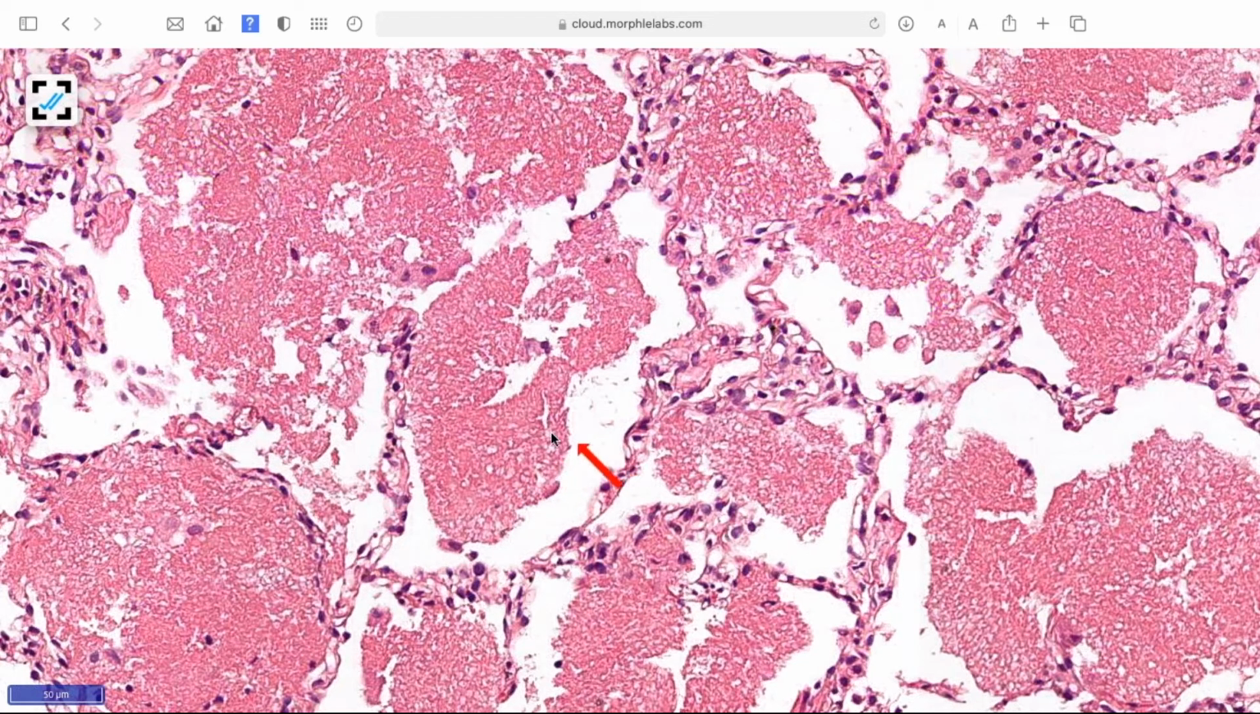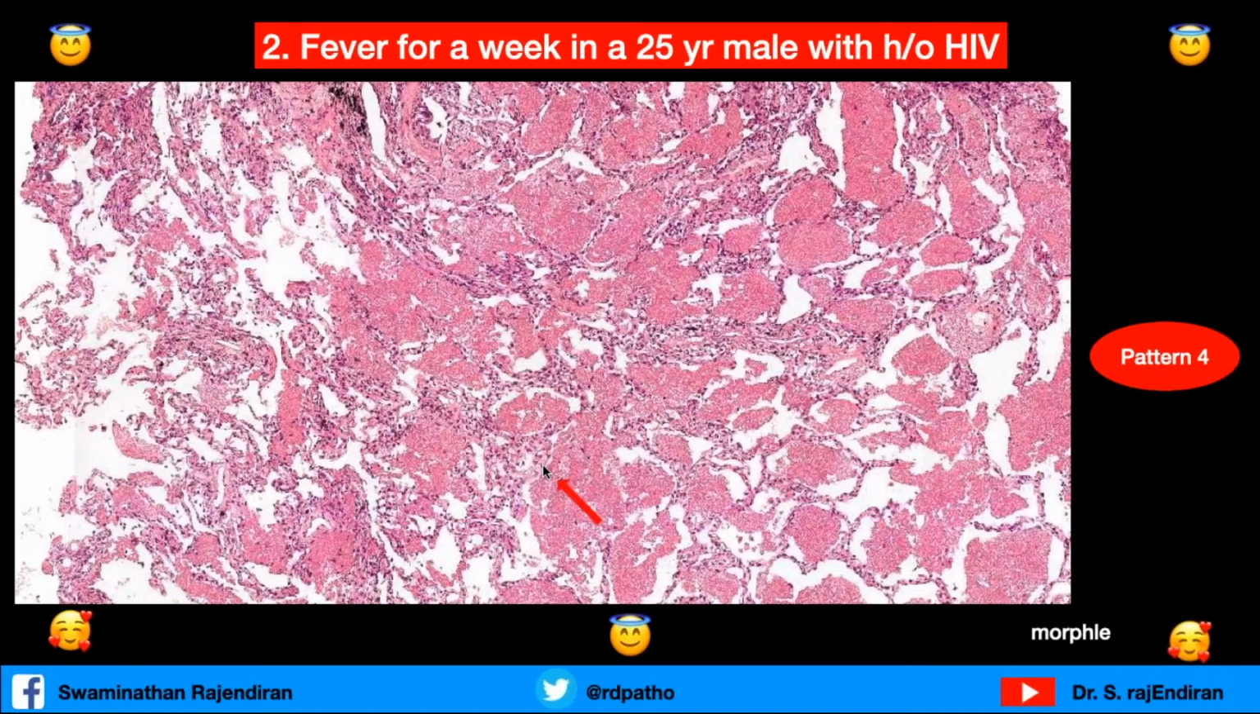Their main differential diagnosis is alveolar proteinosis. In alveolar proteinosis, it will be expanding the alveolar spaces, and at the junction of the septa, they will have a crack artifact. Those two are very important things. Here, the differential diagnosis is pulmonary edema, alveolar proteinosis, and pneumocystis infection. And special stains will help you.